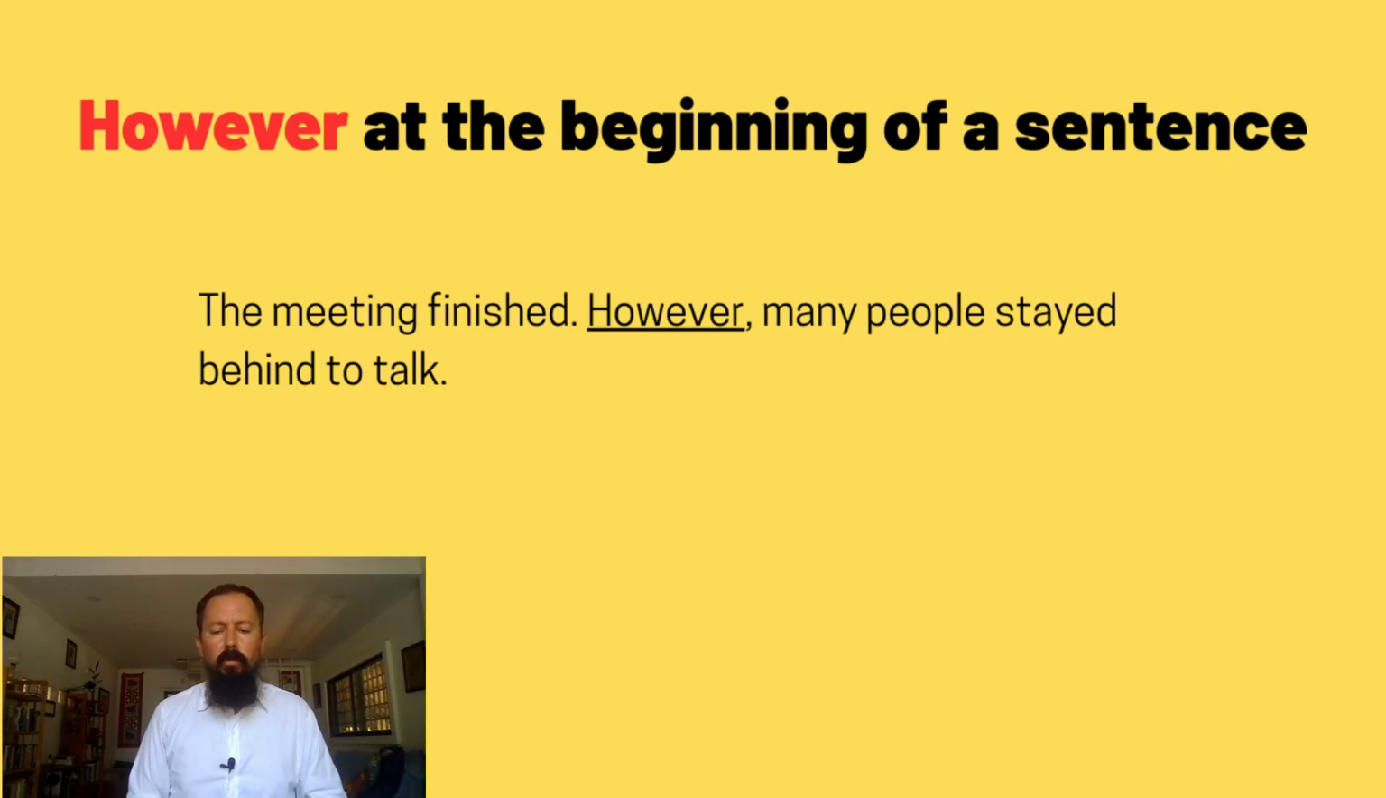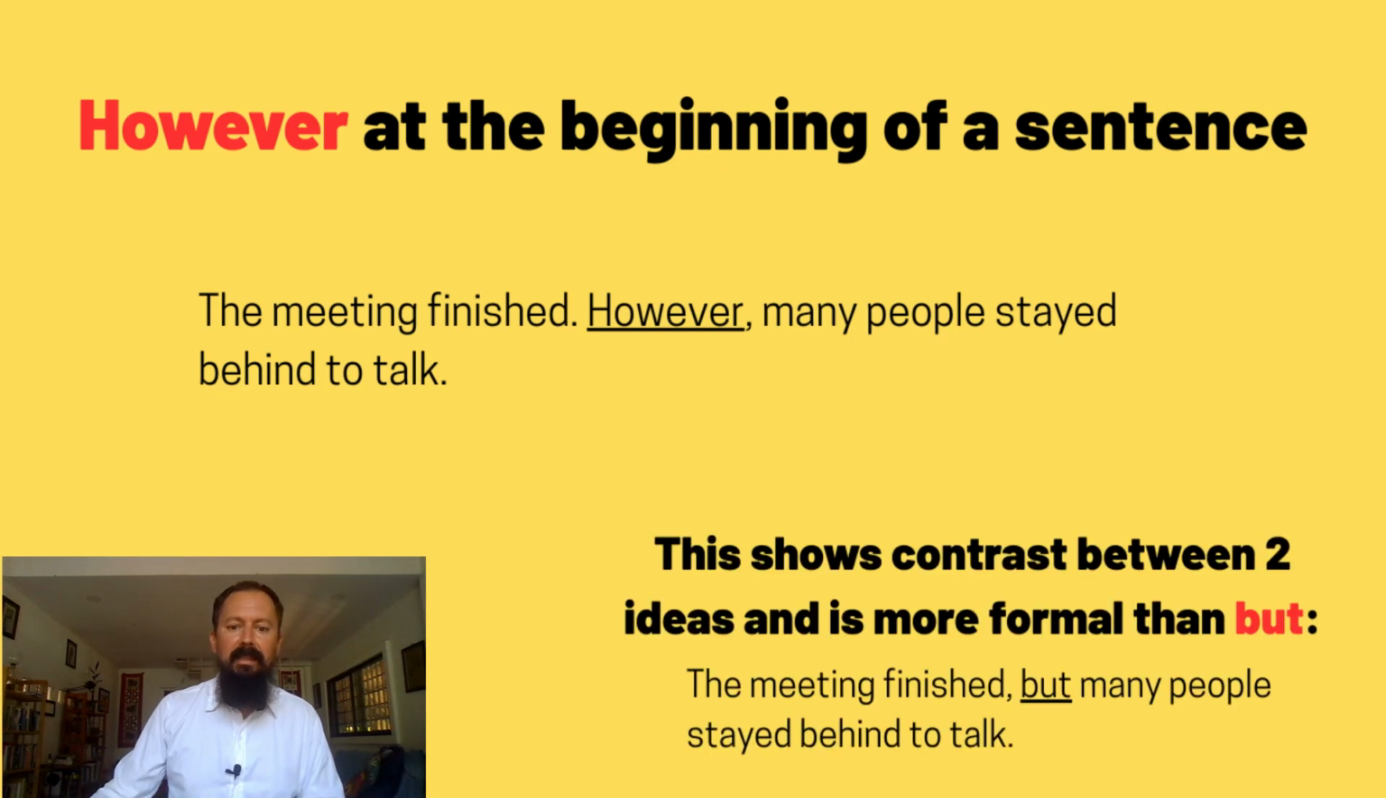So first of all, we'll start with the most common rule, which is putting however at the beginning of a sentence. So if we have a sentence like the meeting finished, and then another sentence that adds something very surprising, such as many people stayed behind to talk, then we can use however to connect these ideas. Why is this surprising? Well, when a meeting's finished, you expect everyone to go home, right? So if they stay behind, it's like, wow, that's a surprise. So we're going to use a word like but or however to connect these.